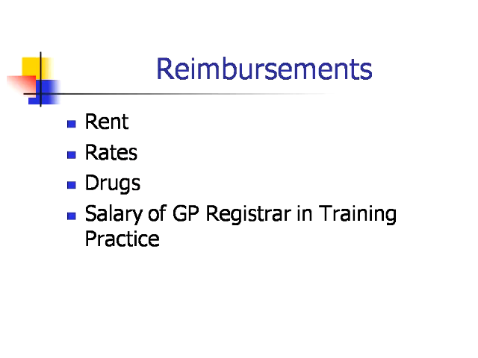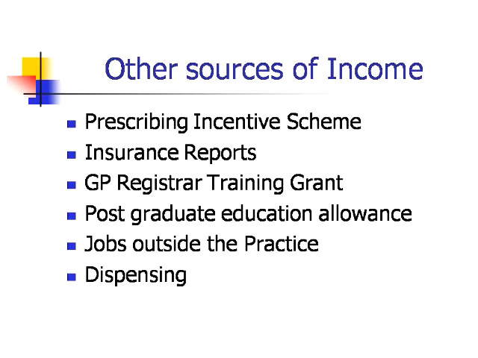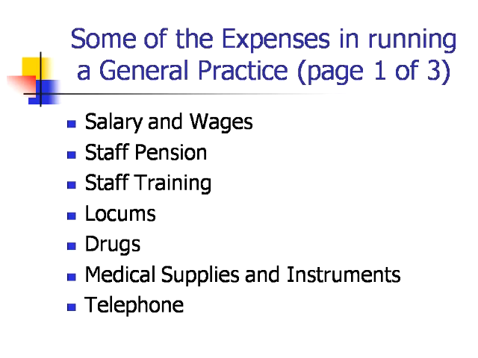Reimbursement includes reimbursement for things like rent, rates, drugs, and the salary of a GP registrar in a training practice. And other sources of income include things like the prescribing incentive scheme, insurance reports, the GP registrar training grant, postgraduate education allowance, income from jobs outside the practice, and income if the practice is a dispensing practice. Thank you. So that's the income.